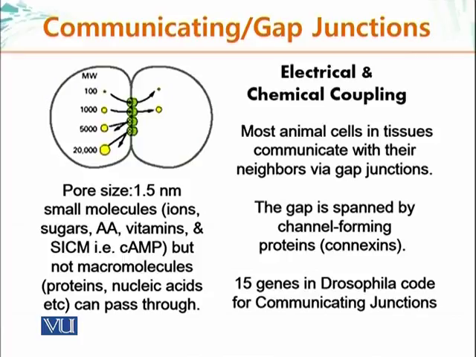Small molecules and ions, such as sugars, amino acids, vitamins, and small cellular mediators, the signaling molecules we talked about, secondary messengers, small intracellular mediators, for example, cyclic AMP and calcium ion, can pass through these gap junctions. But larger molecules like proteins, nucleic acids, and larger carbohydrates cannot pass through these channels. There are about 15 genes in Drosophila that code for these gap junctions, or the communicating junctions.